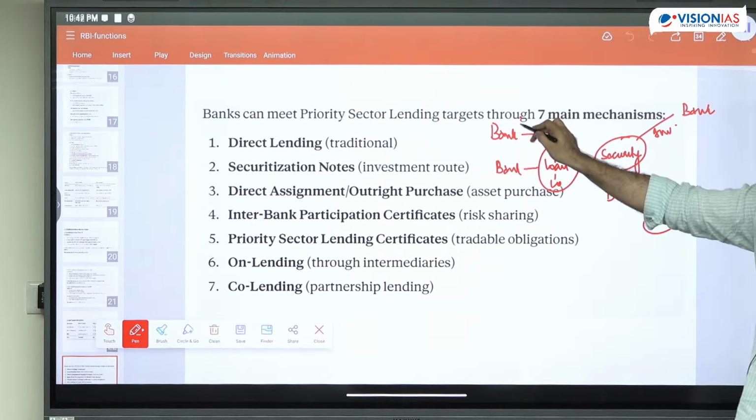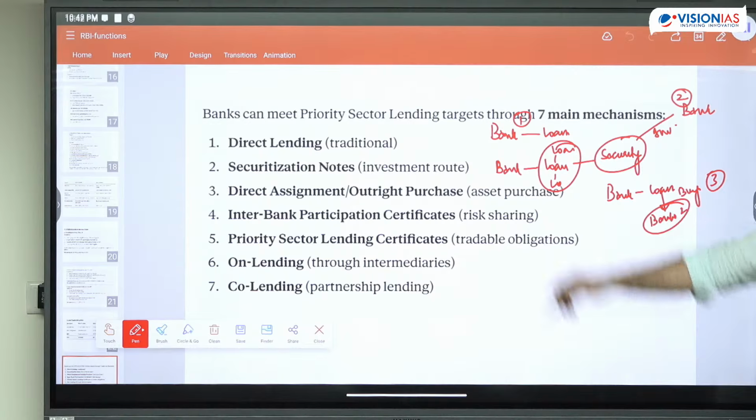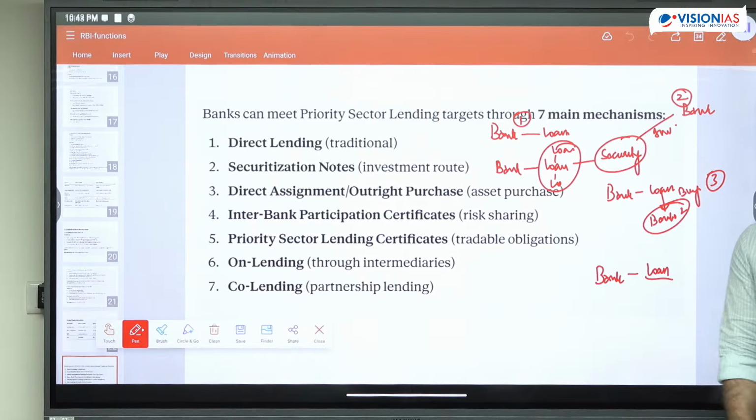So one way of PSL, another way of PSL, and a third way of PSL: buy the loan, don't make the loan. Fourth, the interbank participation certificate. An interbank participation certificate is when a bank issues a loan and then goes to another bank. Do you want to share this loan? I have made a loan of 50 crore rupees. Do you want to share some of this loan which I have made? We are going to share all responsibility.